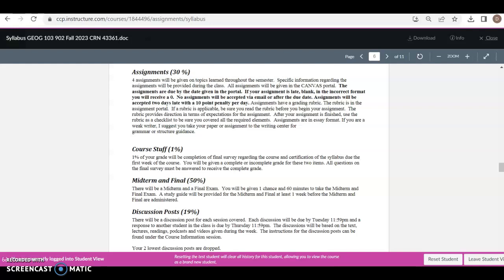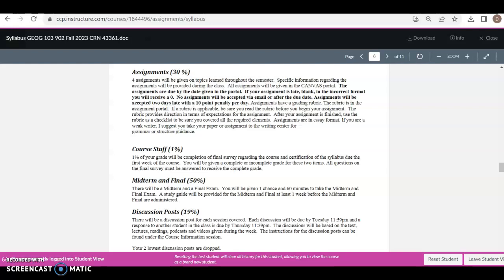Really important that you don't miss the assignment deadline. You are given a 10-point penalty per day, like I said. So they're due on Thursday, and then you get a 2-day window. Well, it's not a grace period. You get a 10-point deduction per day, but you could still end up with an 80, so it's still a B. Okay, then we have course stuff.